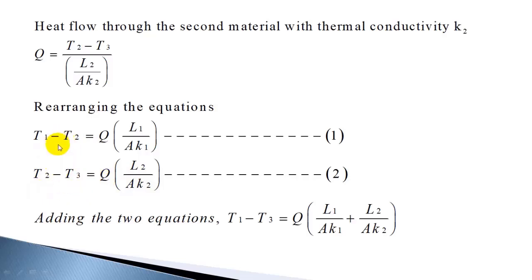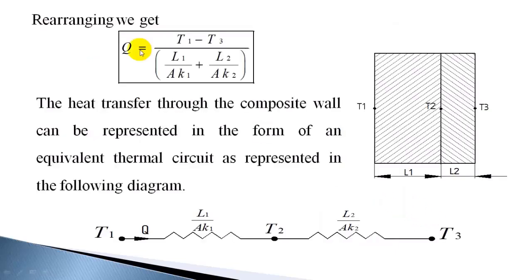Now if you add these two equations, T2 minus T2 cancels. You get T1 minus T3 on the left hand side and on the right hand side Q is common. You get Q into L1 by AK1 plus L2 by AK2. So from this you can solve for Q. Q is equal to T1 minus T3 divided by L1 by AK1 plus L2 by AK2.